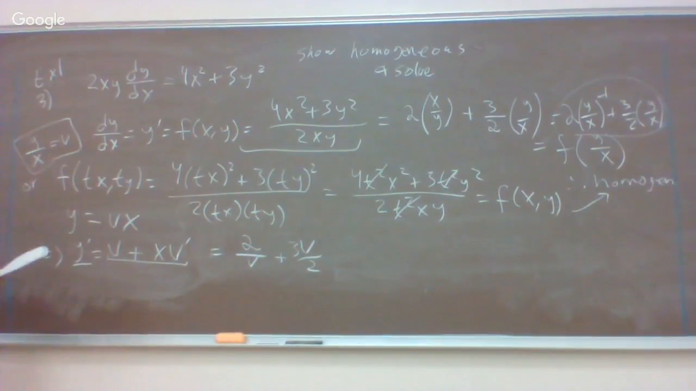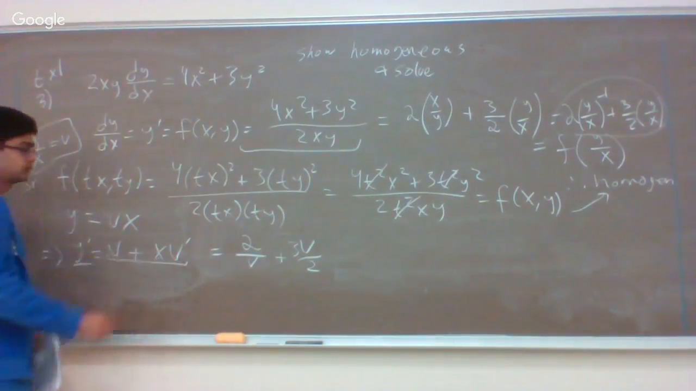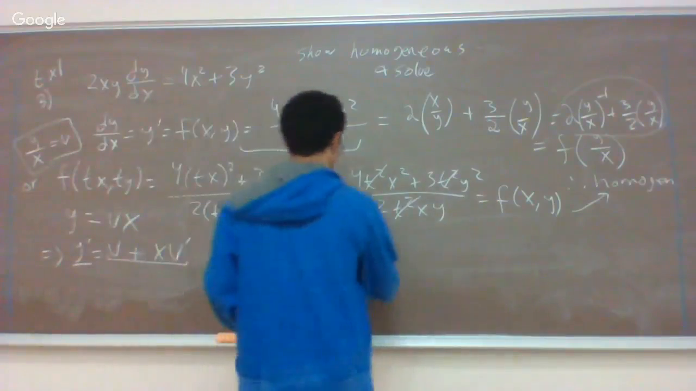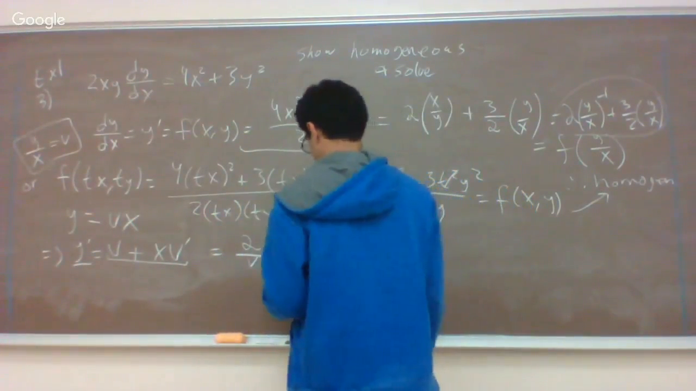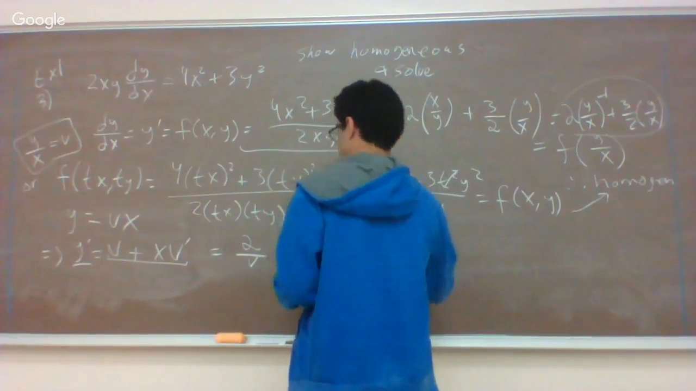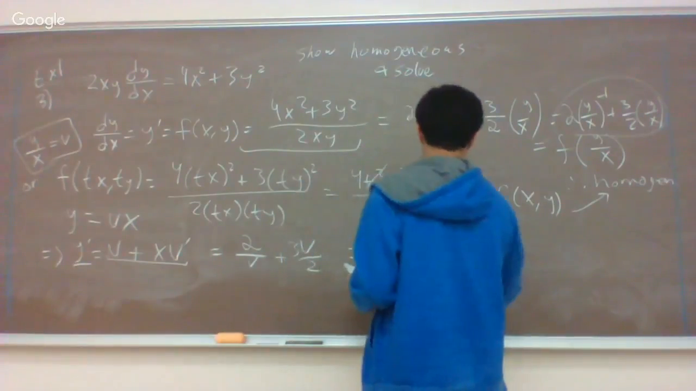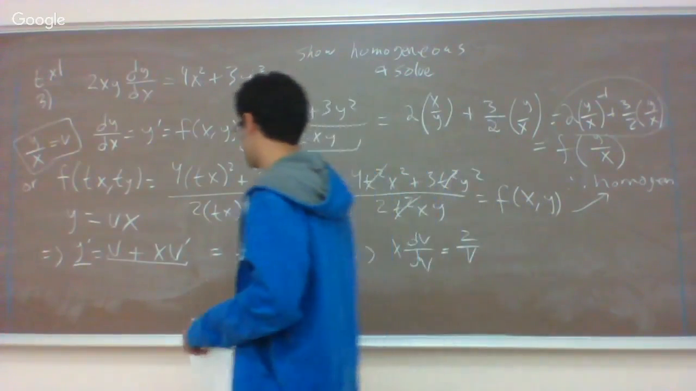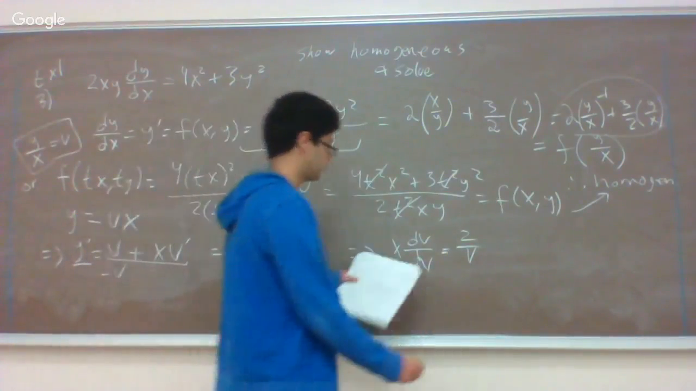Okay. Now we can try to isolate dv over dx. Let's try to isolate v prime. That's equal to the expression, and then if I subtract the v here, I am left with dv over dx.